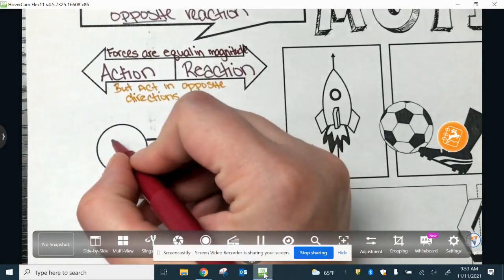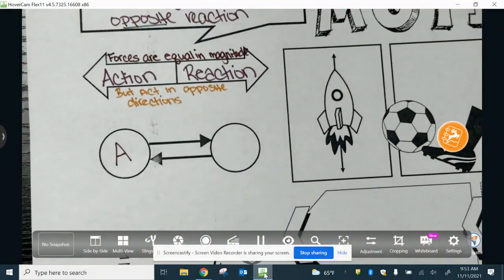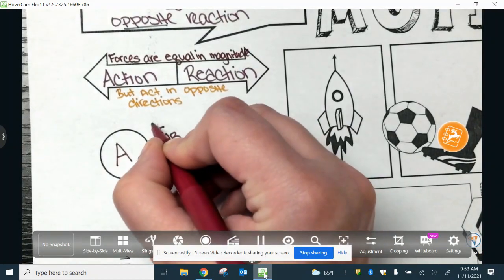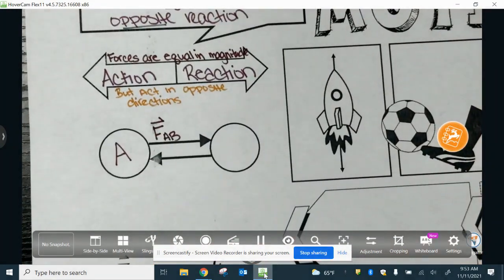So if you have object A and you have a force of object A acting on B. So we would label this force of A on B. And we're going to put that little symbol above it to show that's a vector force. It's kind of like if you split an arrow in half horizontally. Force of A on B. It just happens to spell fab.